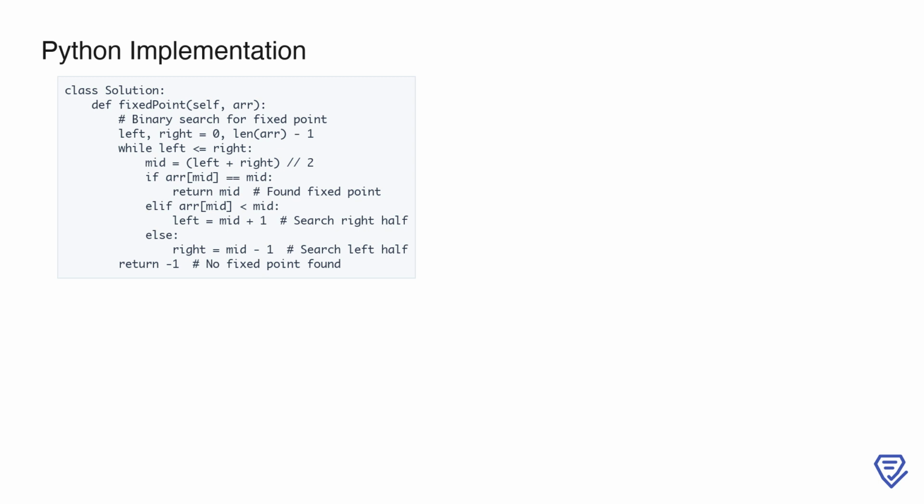Hence, the right pointer is updated to mid - 1. 5. Conclusion. If the loop exits without finding a fixed point, the method returns -1, indicating that no fixed point exists in the array. This binary search approach ensures a time complexity of O(log n), which is much more efficient than a brute force O(n) solution.